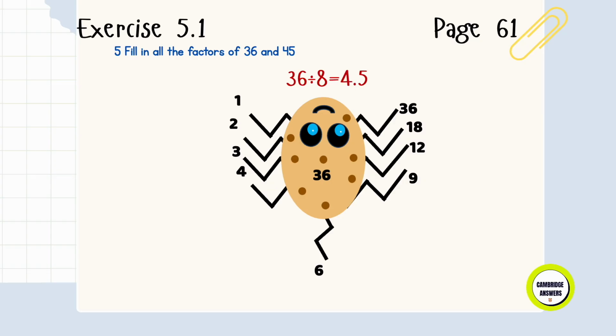Nope. 8. 36 divided by 8, 4.5. Nope again. And 9? We already used 4 and 9 before. That's our signal. We're just flipping the same pairs now. The factor pairs of 36 are 1 and 36, 2 and 18, 3 and 12, 4 and 9, and the special one, 6 and 6.